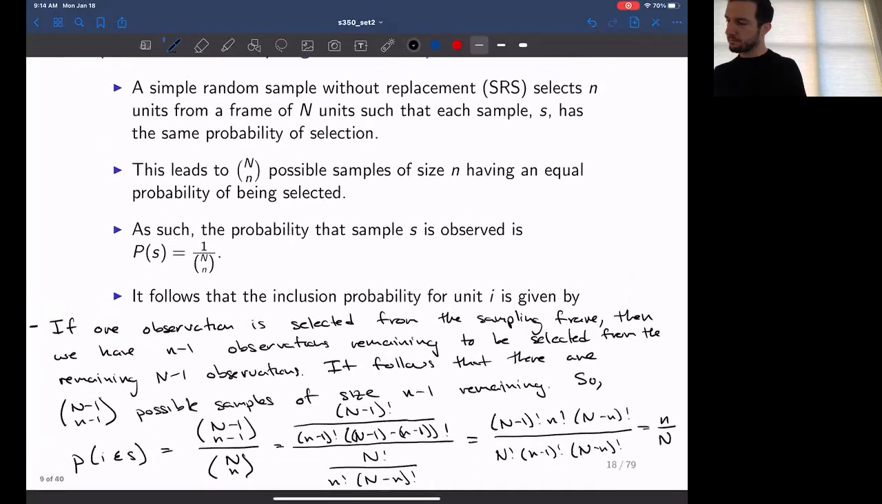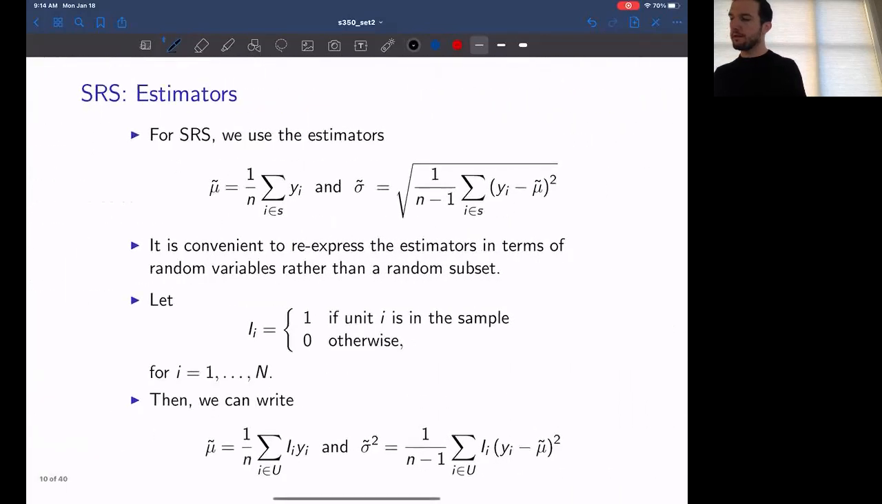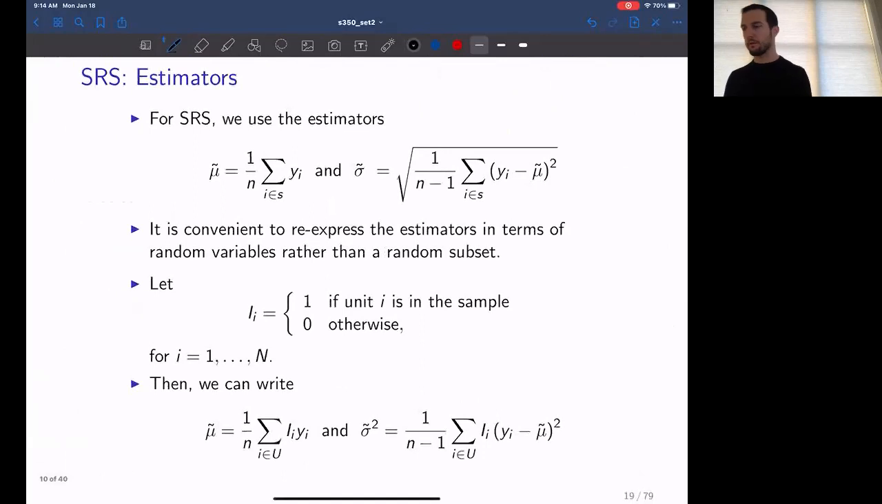All right, so for a simple random sample without replacement, we can use two estimators, for the population mean and for the population standard deviation, we can use effectively our traditional estimators. So for the mean, we have basically just the average of the sample that we have observed. And then for the standard deviation, we have the traditional estimator, which is the sum of the squared deviations about the mean.